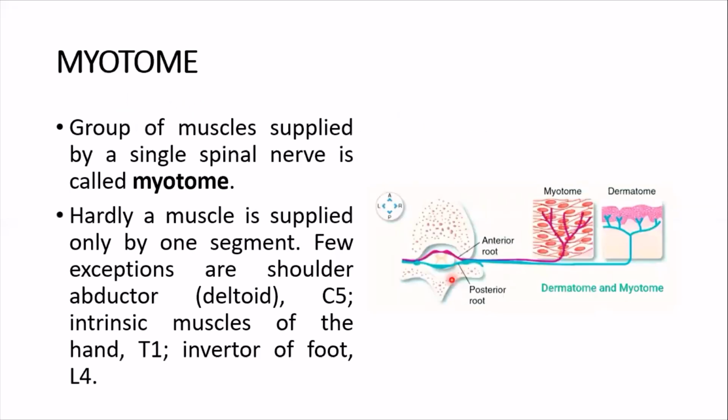Then what is a myotome? This is the spinal nerve, and you see it's supplying this muscle, and this is known as a myotome. A group of muscles supplied by a single spinal nerve is a myotome. Hardly any muscle is supplied by only one segment. There are a few exceptions, which are supplied by only one spinal nerve. All the rest of the muscles are supplied by multiple segments. The deltoid is supplied by only one segment, C5; the intrinsic muscles of the hand by T1; and the invertors of the foot by L4.